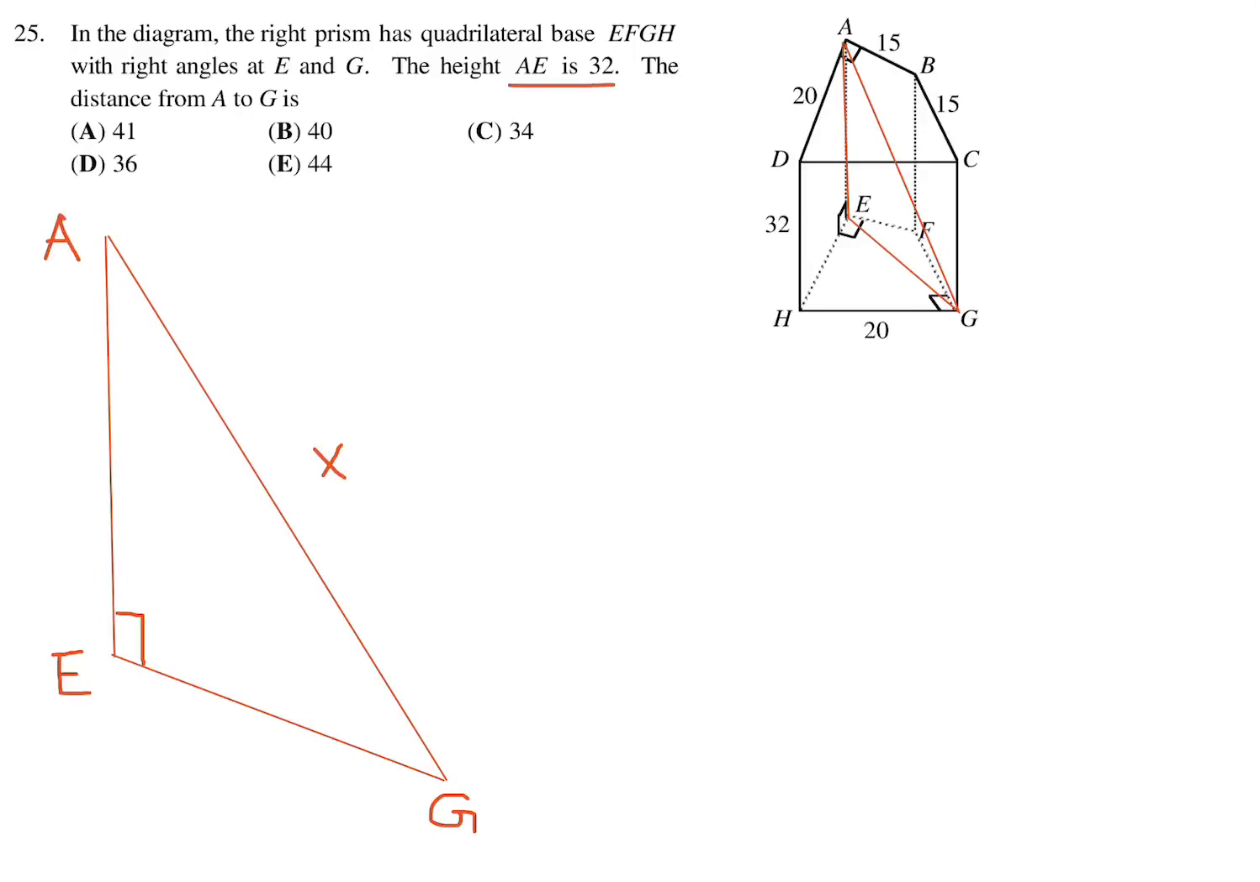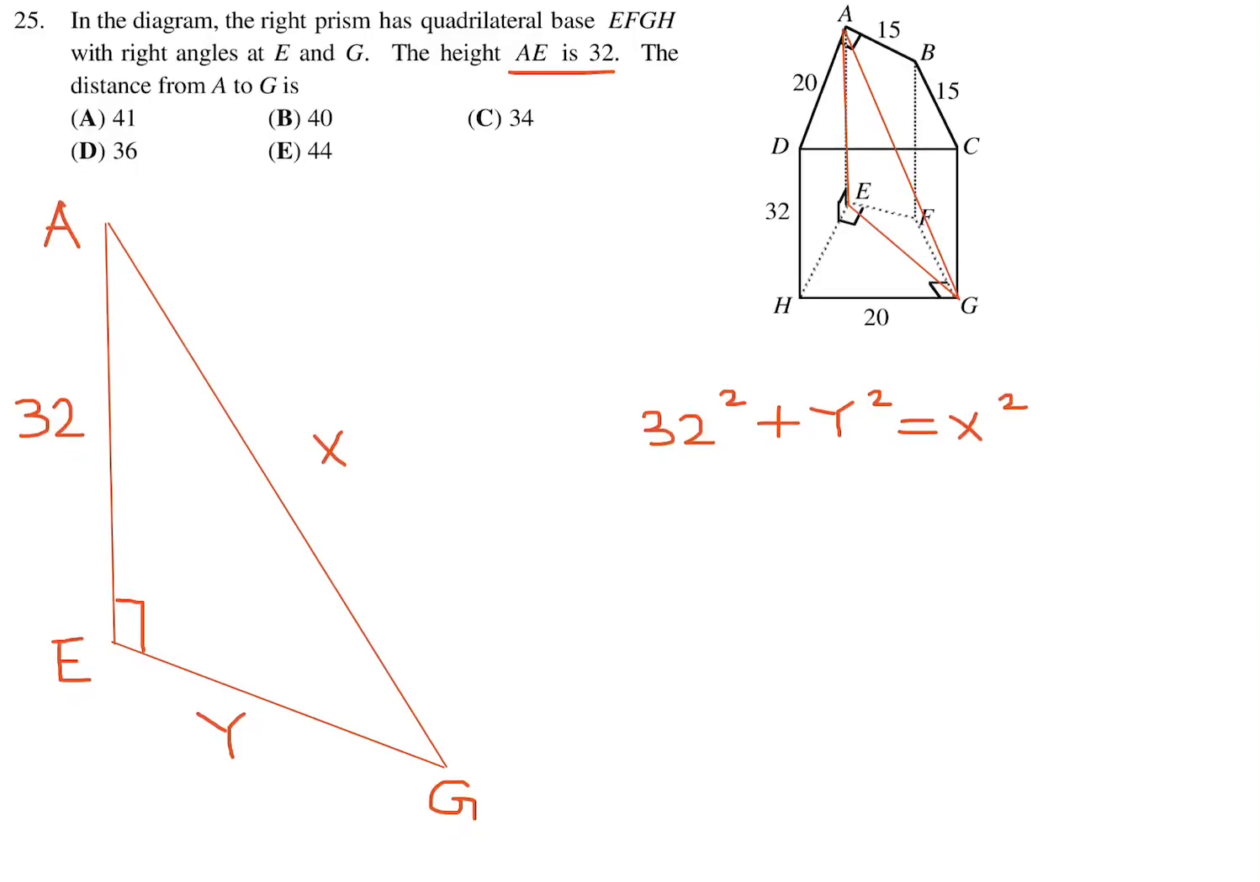AE they've given us is 32. And EG we don't know yet, so we'll call that Y. So from Pythagoras, we can immediately see that 32 squared plus Y squared is equal to X squared. So that's the first part of the question. Now what I'm going to do is draw the base of this diagram separately and work with that. So the base of this diagram is right here.